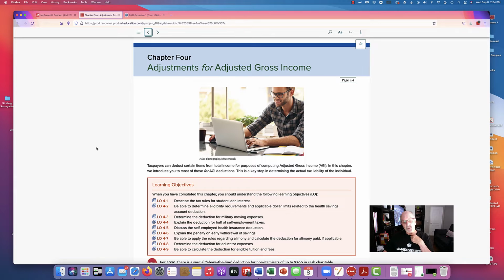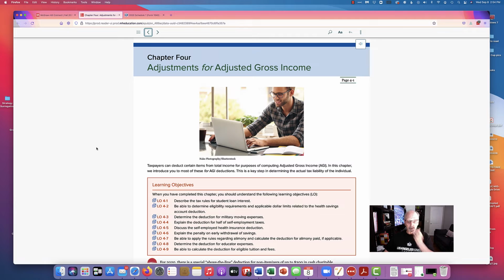Learning objective number 4 deals with the deduction for half of self-employment taxes. Self-employed individuals are required to pay both the employer and the employee versions of FICA. The self-employed individual is permitted to deduct 50% of the self-employment tax, representing what would be the employer's portion of FICA, Social Security, and Medicare.